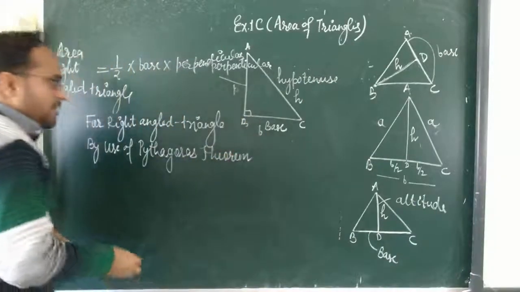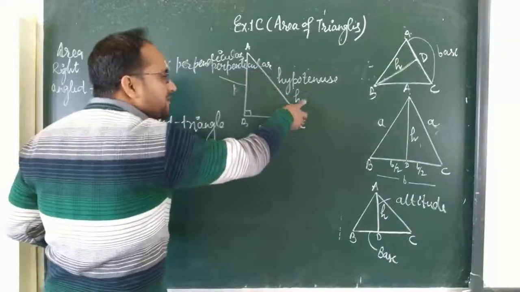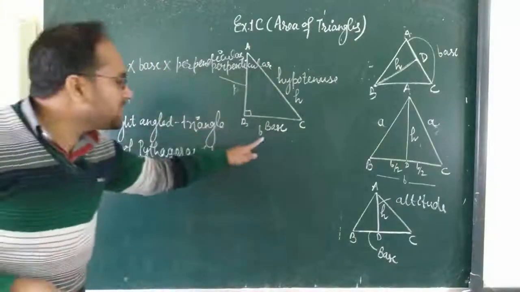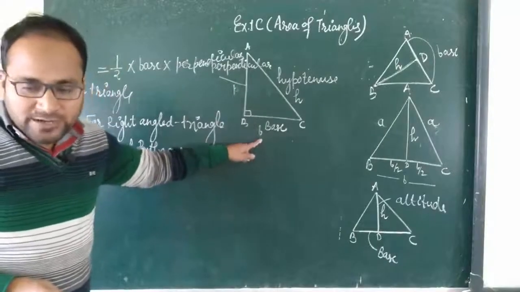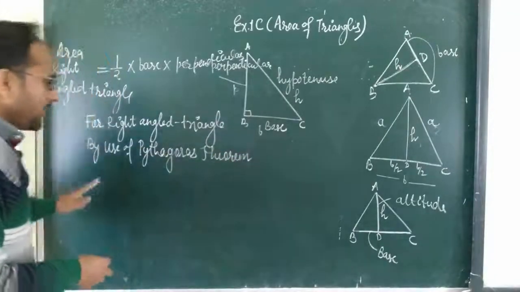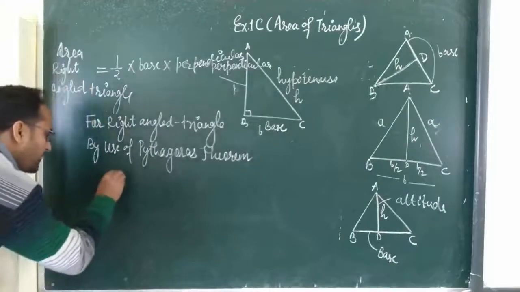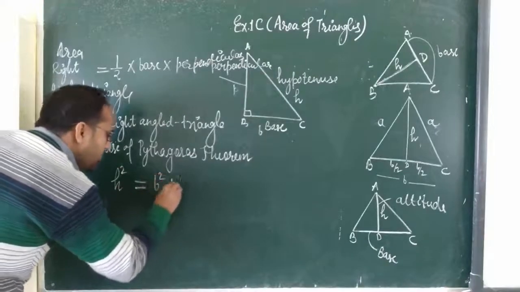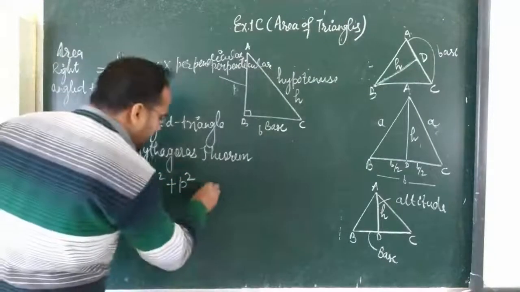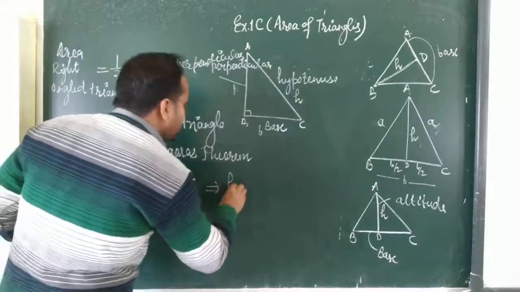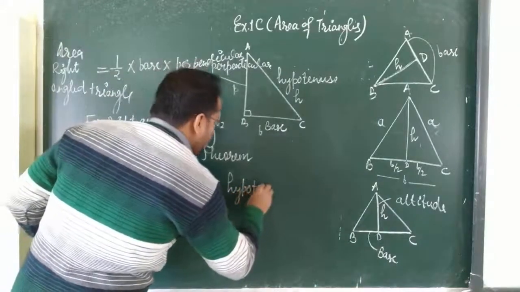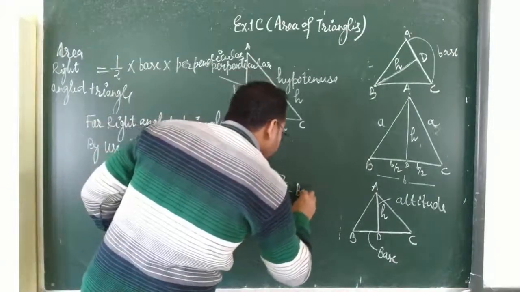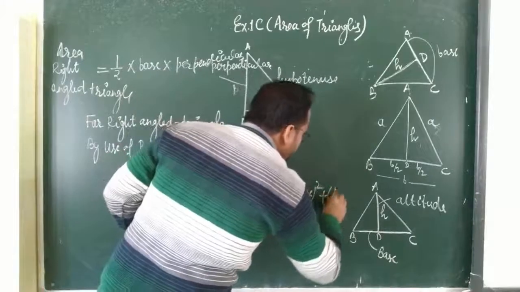According to this theorem, we represent the hypotenuse by small h, the perpendicular by small p, and the base by b. So according to the Pythagoras theorem, hypotenuse square is equal to base square plus perpendicular square.